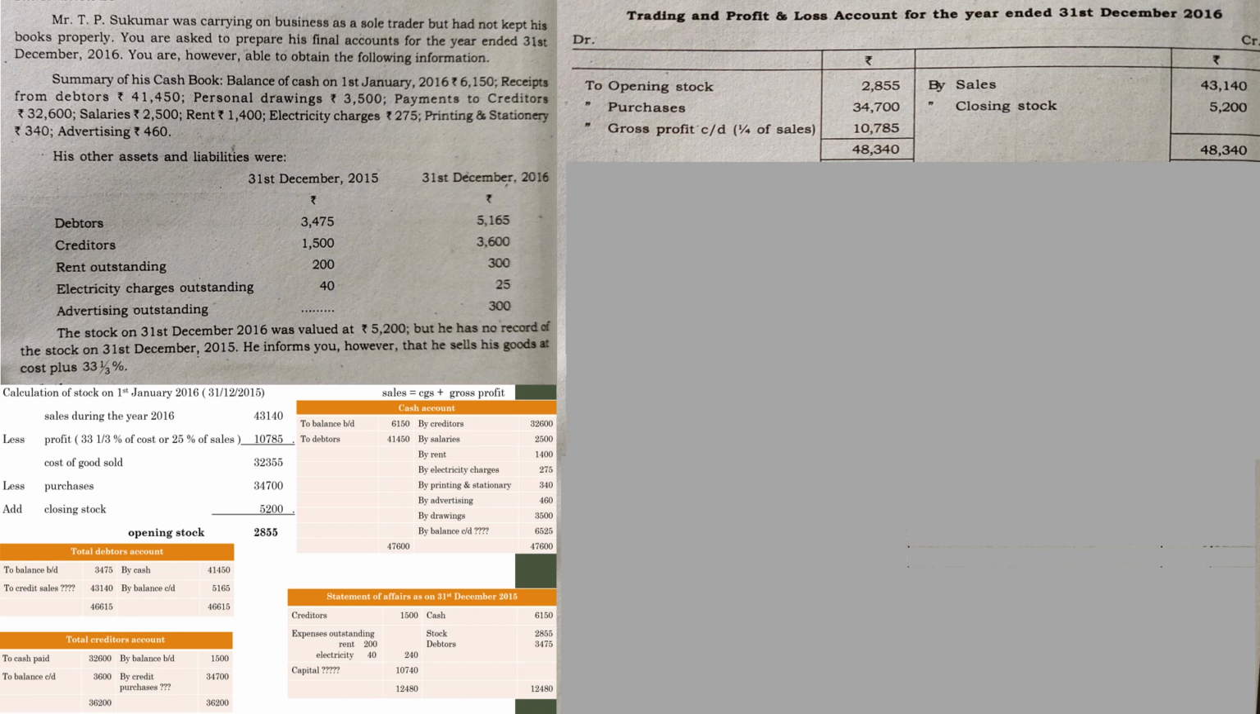Anyway, find it correctly. So gross profit is 10,785. In order to do the profit and loss account, we need the gross profit. So let us bring down this amount, gross profit 10,785. Now let us go through all the details, whether there is any information regarding expenses and incomes.